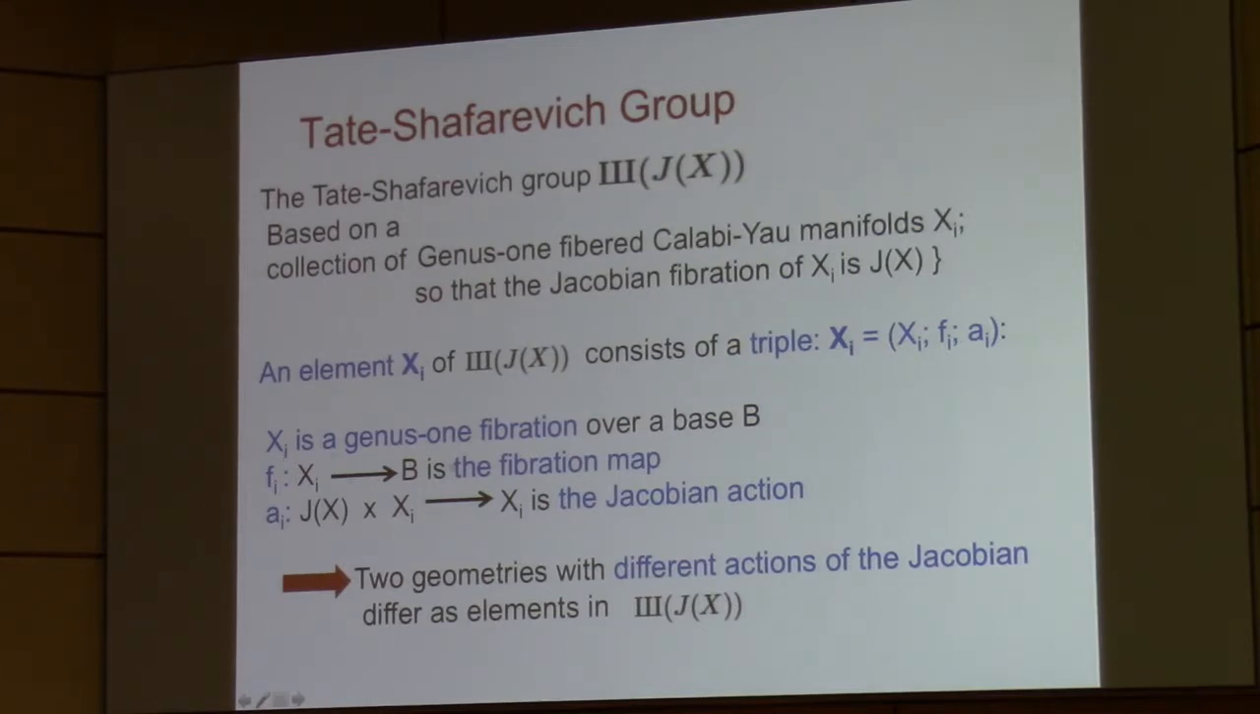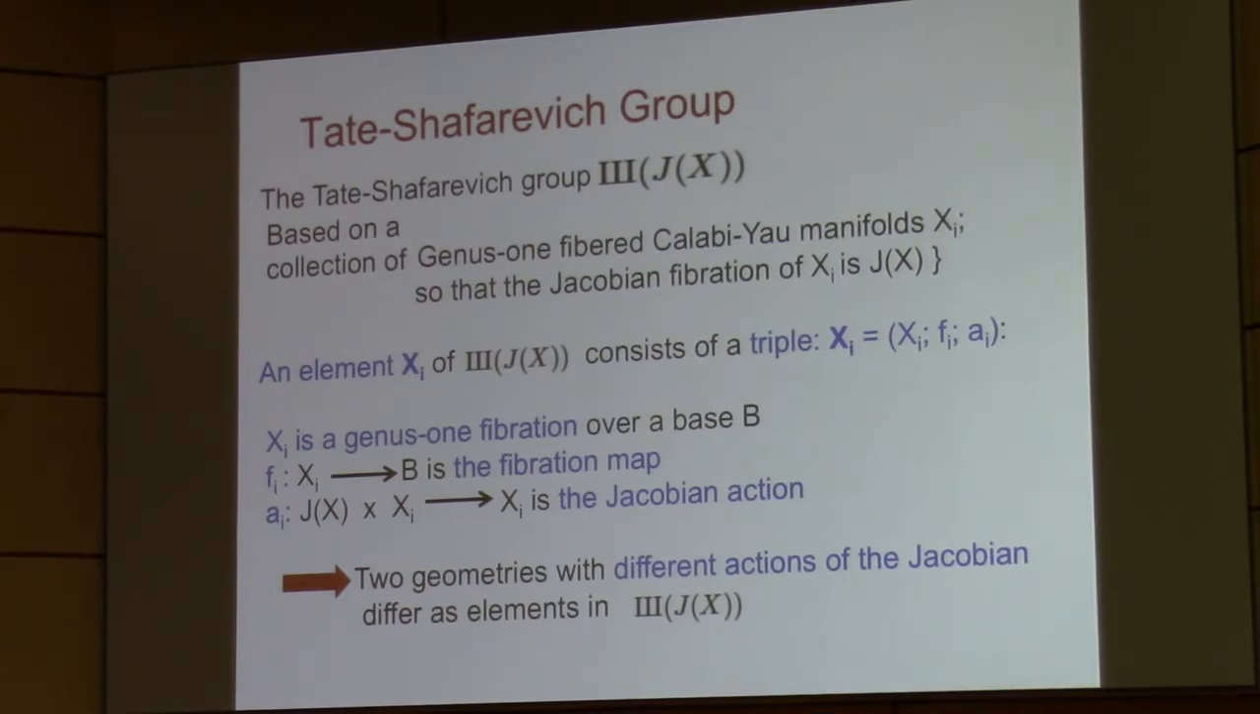Namely, the genus 1 geometry fibration over a base. The second element is the fibration map. And the third one is really the Jacobian action on this multi-section geometry. So each element of Tate-Shafarevich is specified by all these 3, by the whole triple of that type. Okay? So it can turn out that we have the same geometry, but there could be inequivalent actions of the Jacobian on this geometry that would produce now different elements of the Tate-Shafarevich group.